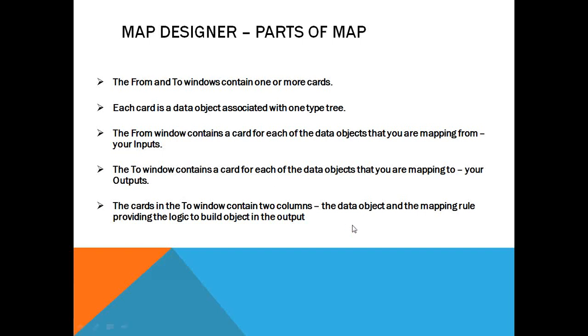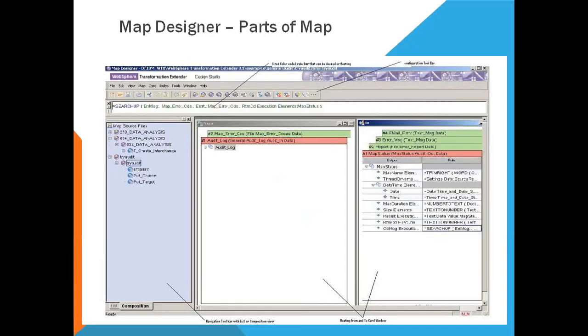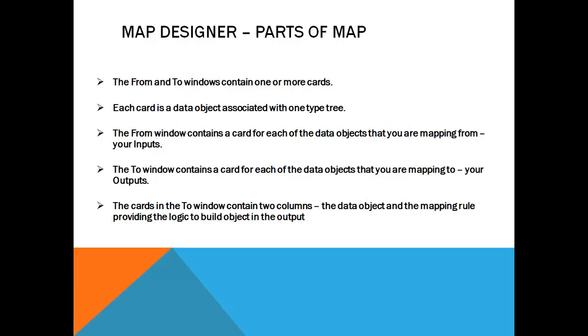The cards in the to window contain two columns, the data object and the mapping rule, which provides the logic to do this. So the to window has two columns. The left side is the field name and the right side is the mapping rule. So what is the mapping rule? To populate the data for this field. So every field should be mapped. You shouldn't leave any field blank. If you leave it blank when you build the map, it says an error like empty rule cell, rule is required. Even though there is no mapping, you have to map none.